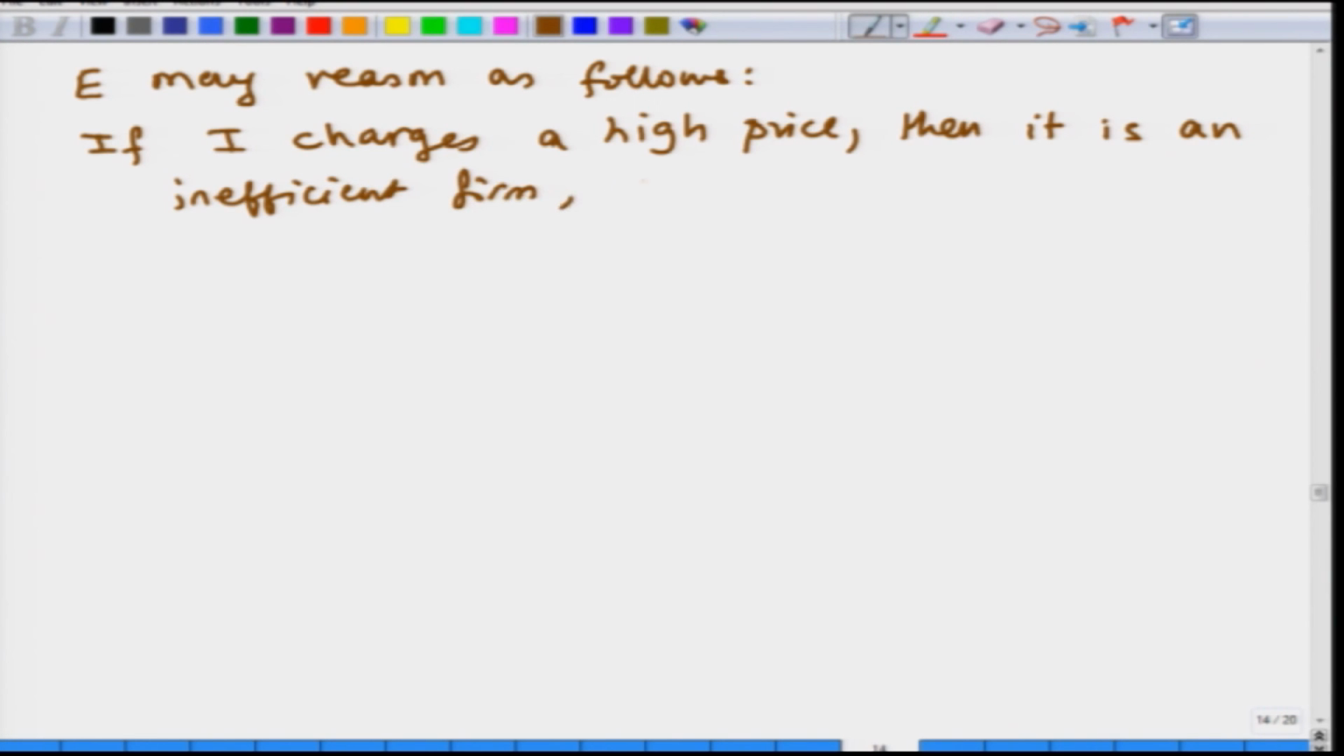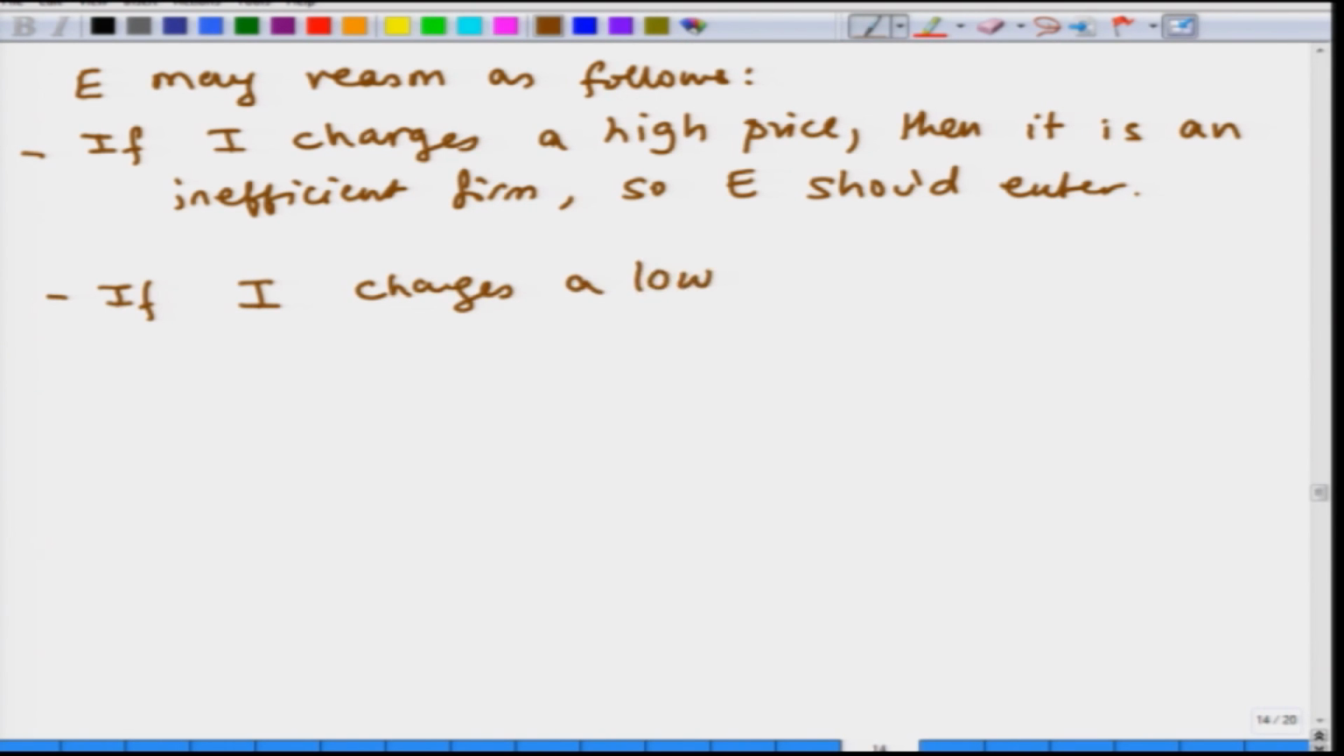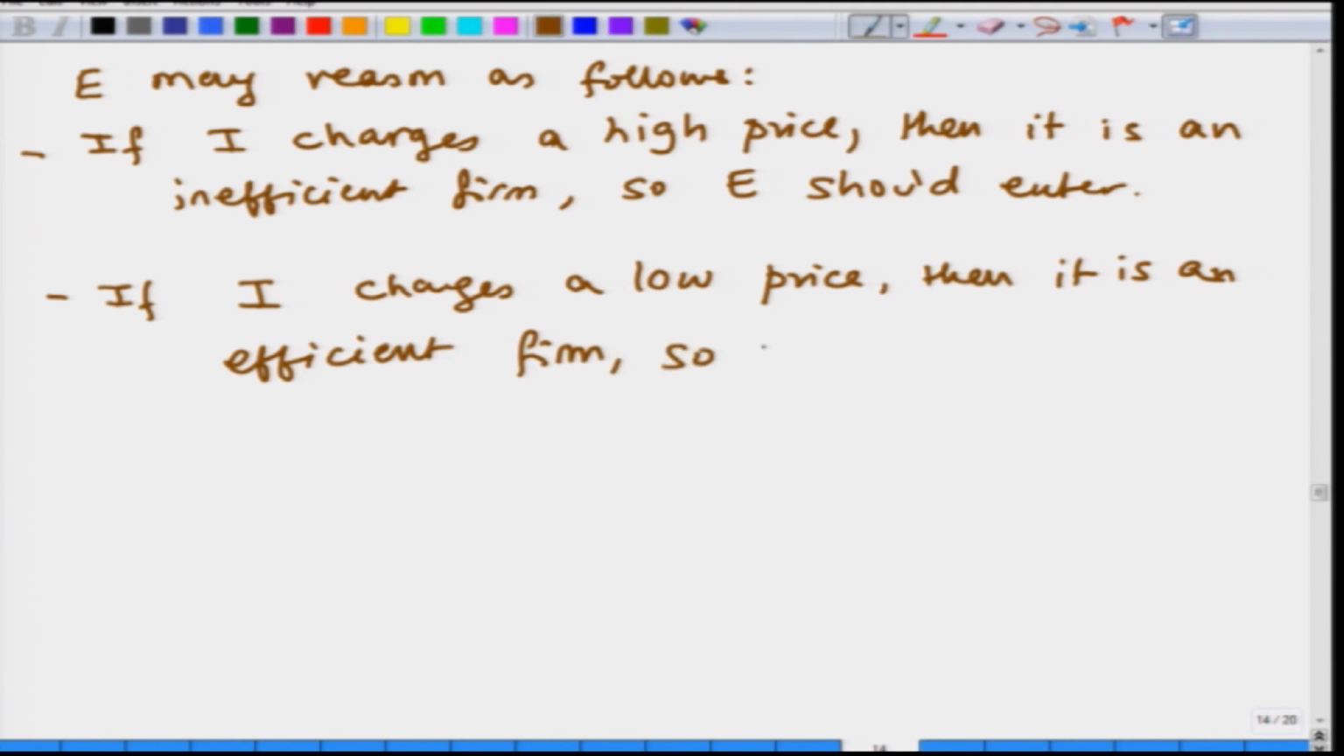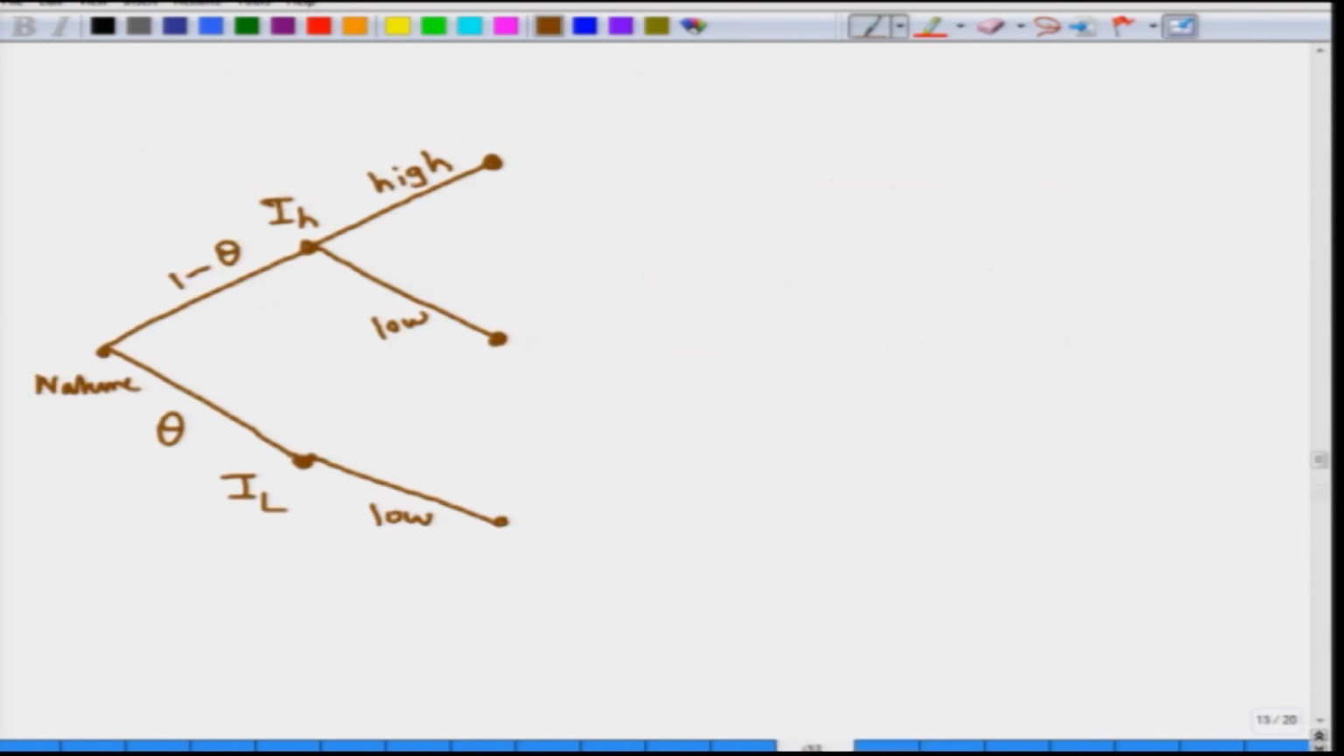So, E should enter, whereas if the incumbent charges a low price, then the entrant believes that it is a low cost firm, an efficient firm, so E should not enter. So, this is why the high cost firm may have an incentive to pretend to be a low cost firm. Let us think about what this is going to look like.